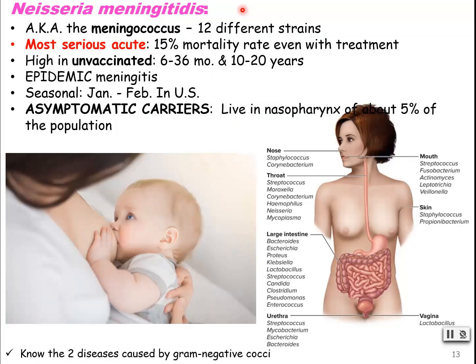Our first Neisseria is going to be Neisseria meningitidis. You can probably guess that it causes meningitis. Another name for it is meningococcus because it is that diplococcus. There's 12 different strains. We'll talk about that in a minute.